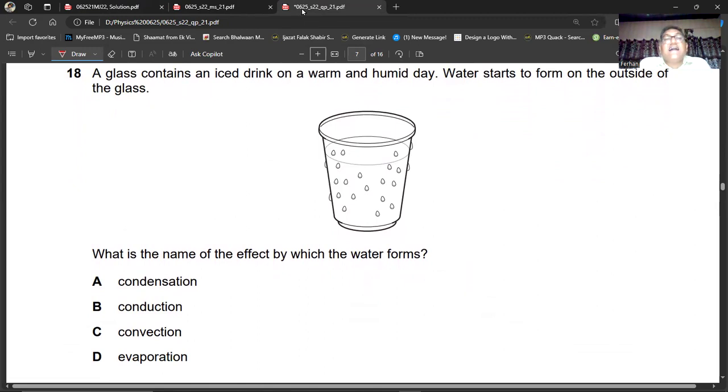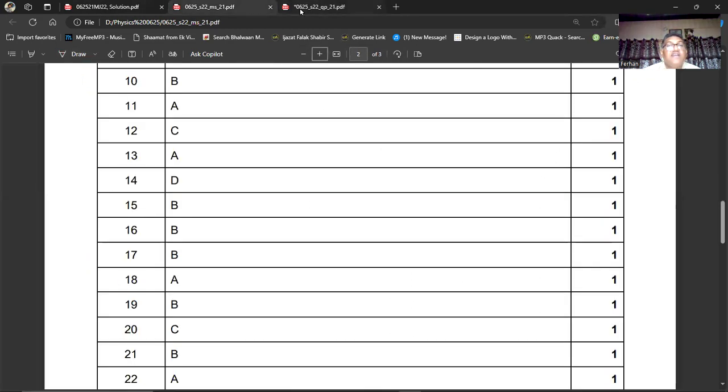A glass contains an iced drink on a warm and humid day. Water starts to form on the outside of the glass. What is the name of the effect by which the water forms? You see, the water which is in the air is in the gaseous form. When it comes in contact with this surface, which is very cold, that gaseous water converts into liquid water. This process is called condensation. So I think A is the choice. Question number 18, A is the choice, sir.